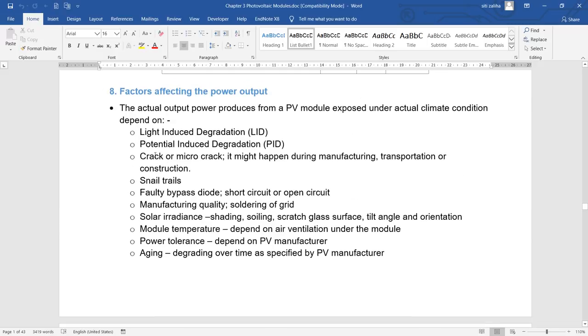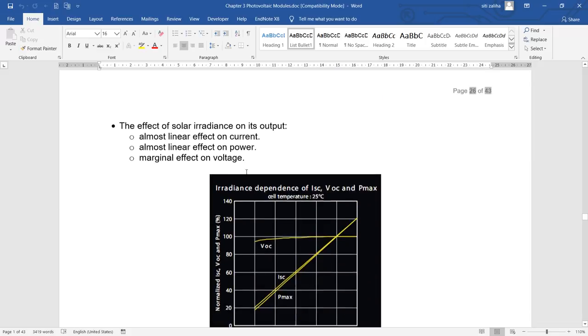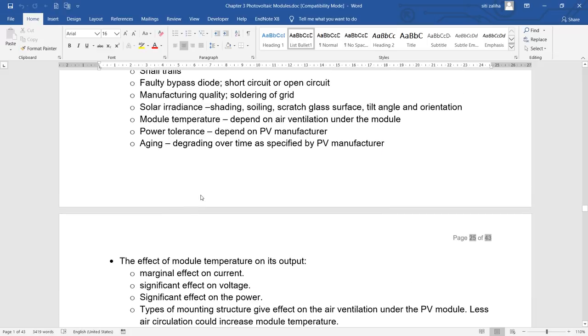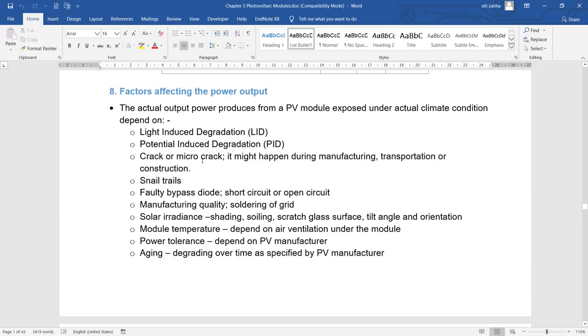Another factor affecting the power output is cracks or micro cracks. They might happen during manufacturing, transportation, or construction. In this picture, we can see the micro crack. We use special equipment to see this micro crack. Then, snail trails.